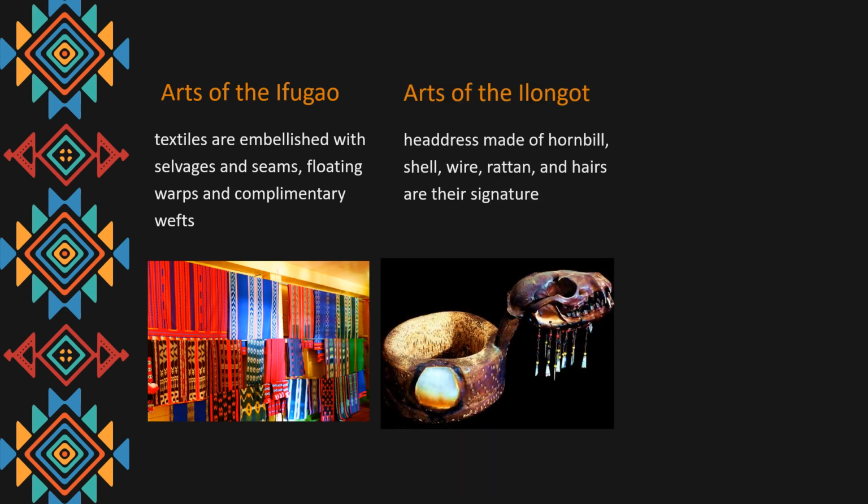Next, the arts of the Ilonggot. A headdress made of hornbill, shell, wire, rattan, and hairs. They are the makers of earrings and other accessories.